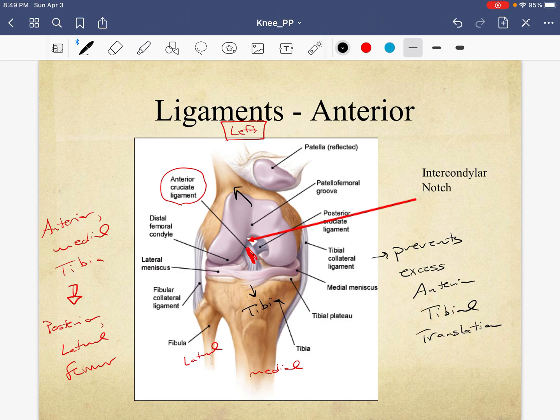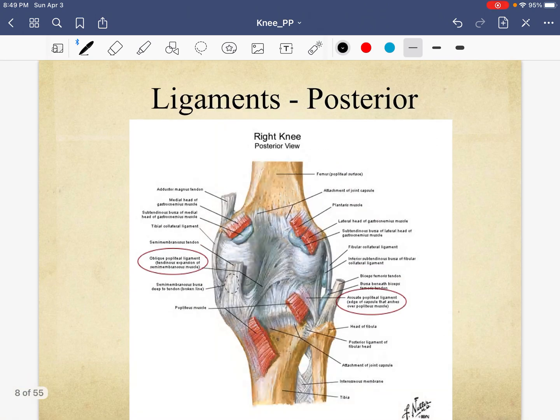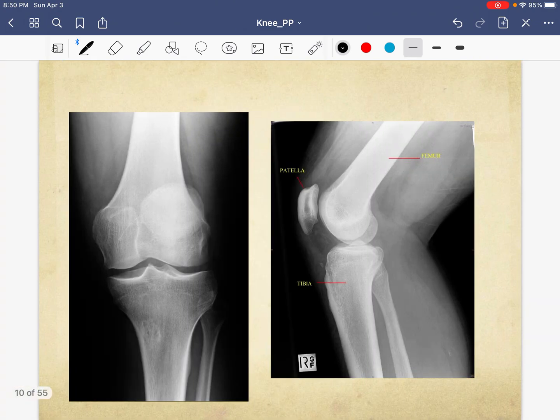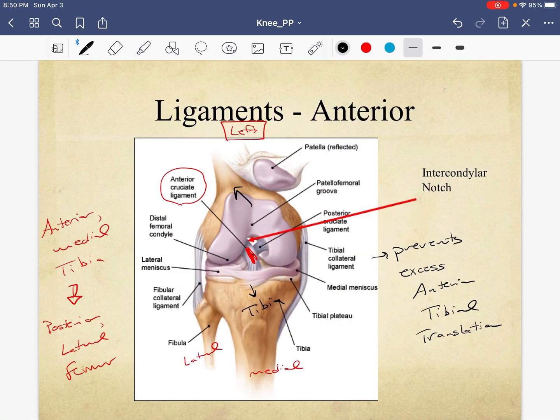We're going to focus on it worded this way. All right, so on the other side, we have the posterior cruciate ligament. Here's a view of the posterior complex. Let's see. Oh, this is cool, right? This actually shows the ACL and PCL quite well.